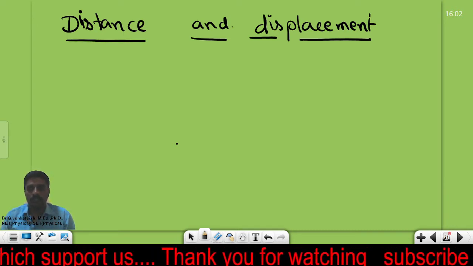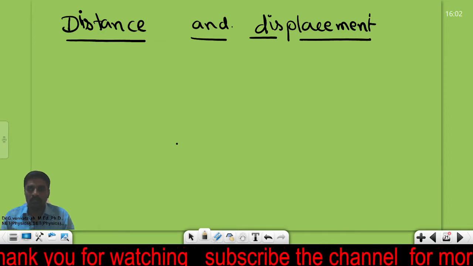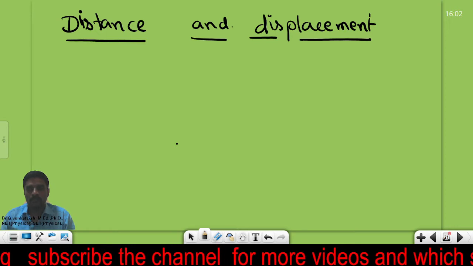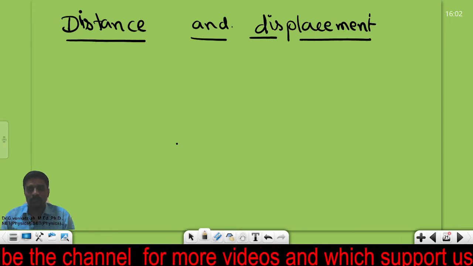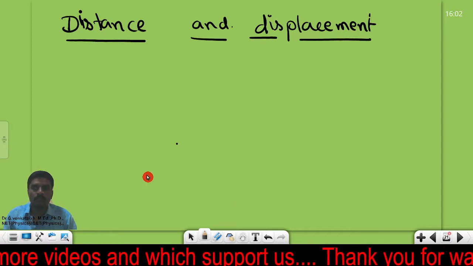We are in the second unit, motion in a straight line. Today our goal is to learn about the distance and displacement concepts. In this one, the displacement concept is more important compared to the distance. Let me enter into the concept.